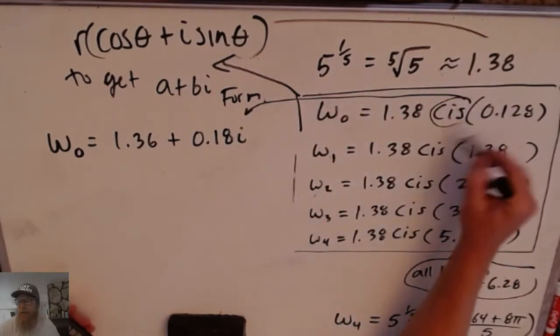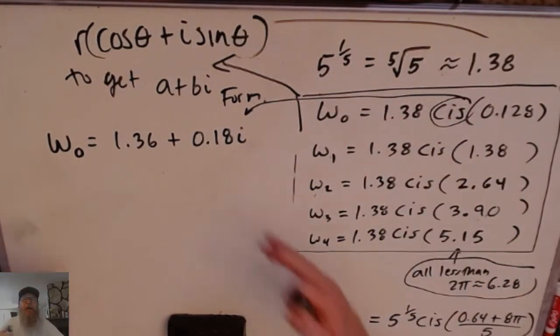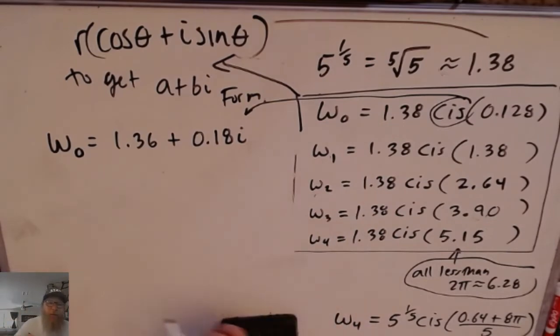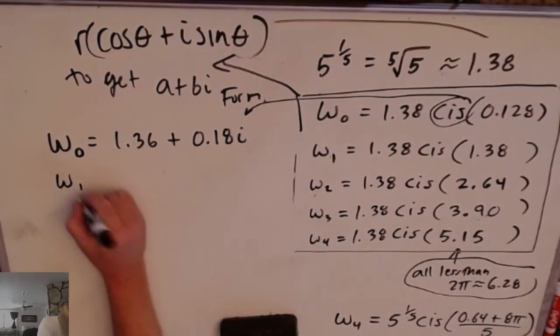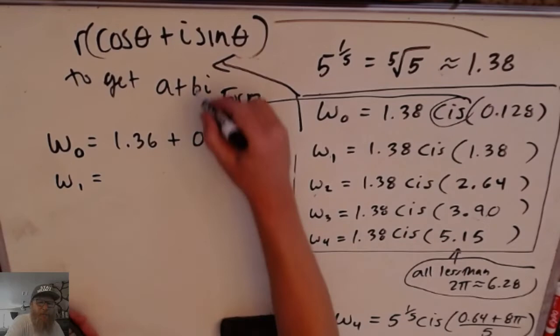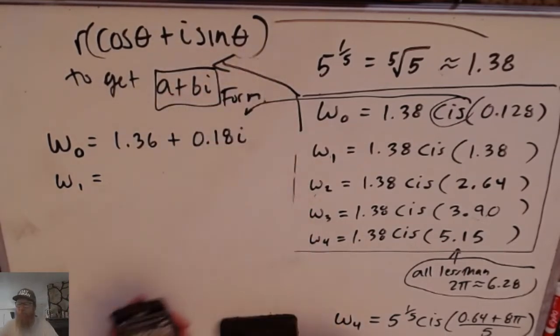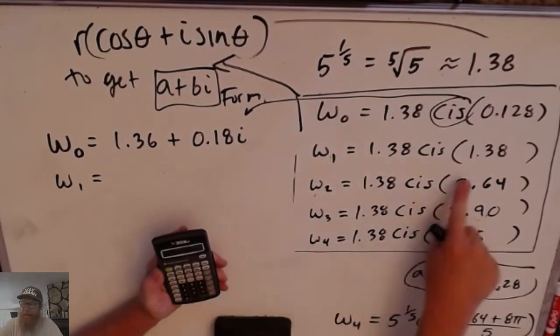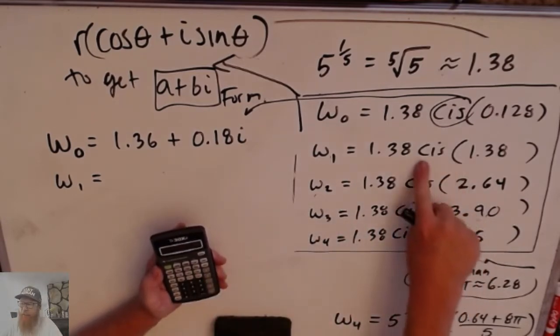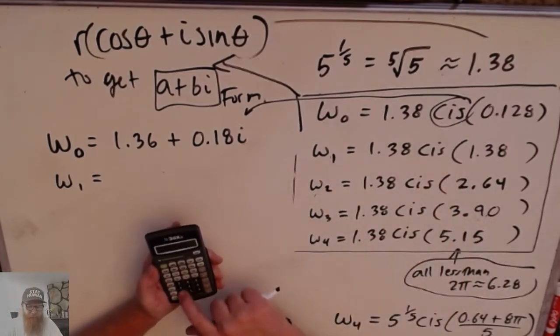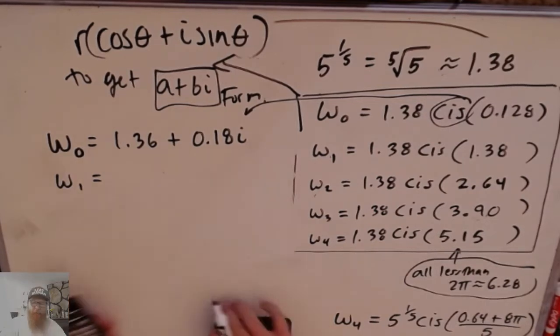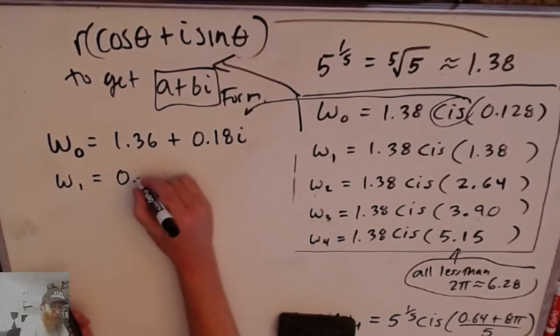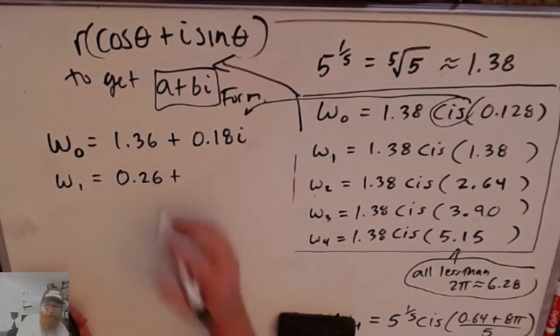That's the CIS. Okay. And then you run through all of them, and they will all be standard complex A plus Bi form. 1.38 cosine, and then multiply by, coincidentally, 1.38 again. So that's your A component. And then now do sine.